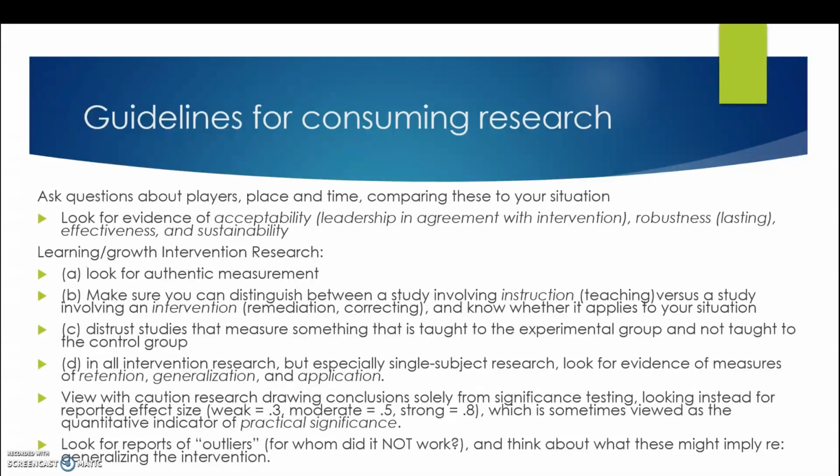Is it useful? Once again, we talked about effect size, an indicator of practical significance. Effect size is very important to look for in addition to the p-value that you may see in research studies. So keep an eye on effect size and you'll see some guidelines for quantitative indicators there, 0.3, 0.5, and 0.8. Then ultimately, you're going to be also looking for outliers, very important. For whom did the intervention or practice not work? And then think about how this could apply to your setting or how it might apply to the implementation and generalization of the intervention that you're examining. Very important to keep these in mind as you're looking over research studies.